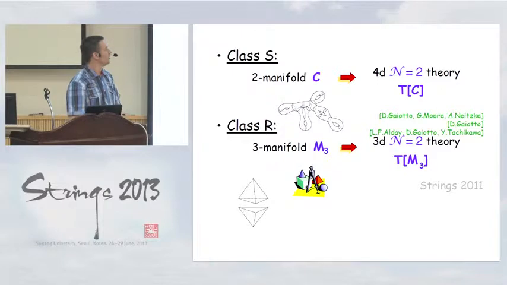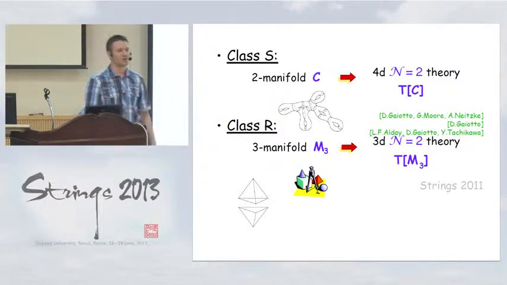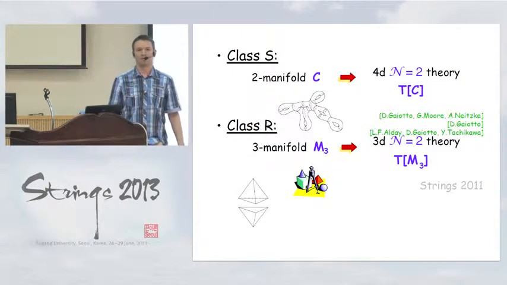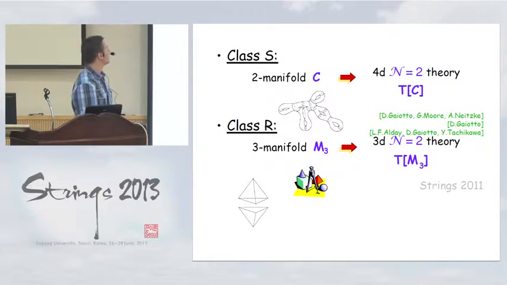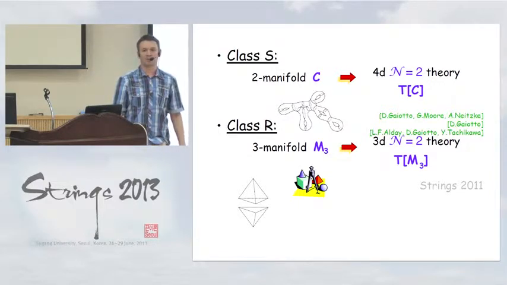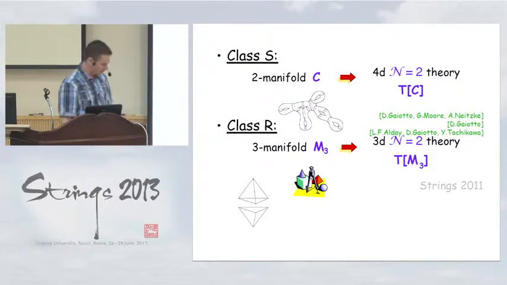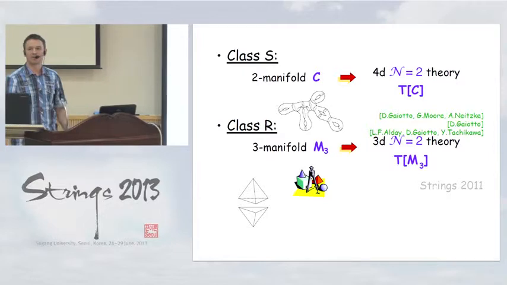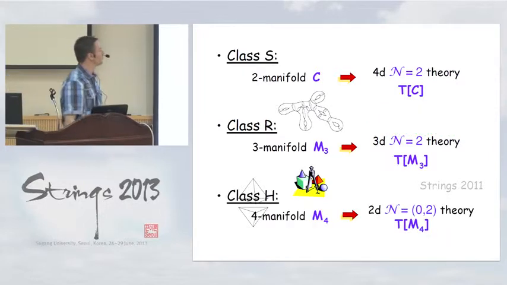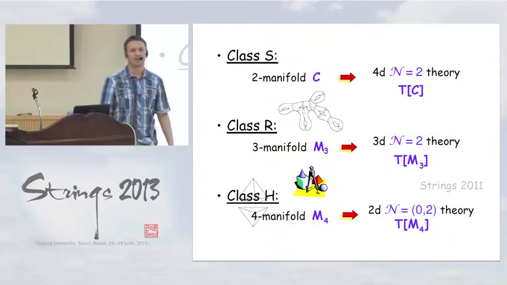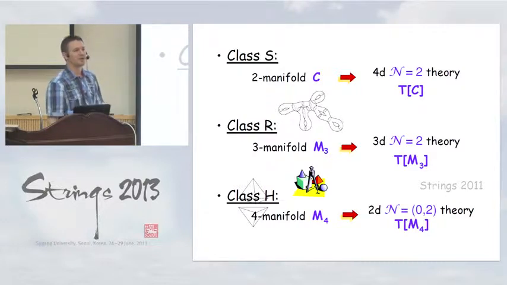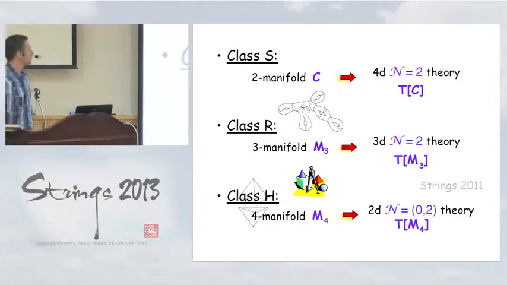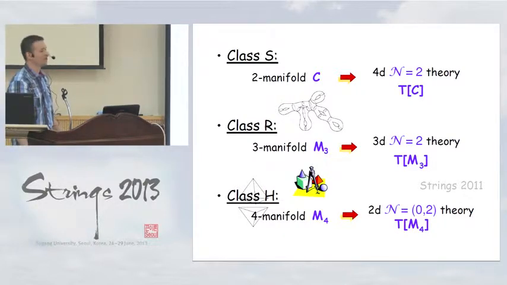But what makes the story interesting is not so much the final result or its ingredients, but rather the moves or transformations on a 3-manifold that translate into dualities and transformations of the 3-dimensional supersymmetric gauge theory. Well, it's been 2 years since 2011, and it's also Strings, so it's about time to move on to the next step. And in this talk, I'll introduce theories of class H, which are 2-dimensional theories of heterotic type.